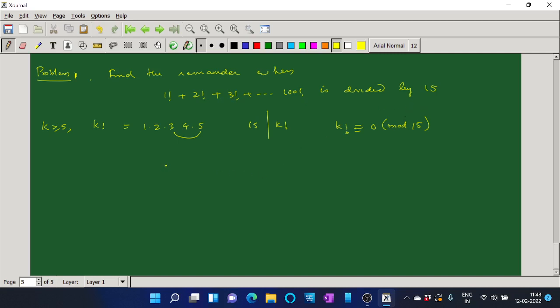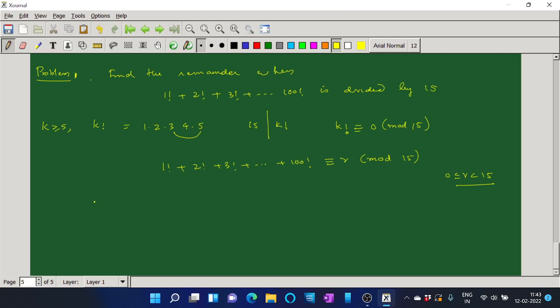That means we want to find what r is such that 1 factorial plus 2 factorial plus 3 factorial plus etc. plus 100 factorial is congruent to r mod 50. We have to find that r. We are expecting r to satisfy 0 less than or equal to r less than 50. We have to find an r greater than or equal to 0 and less than 15, satisfying this congruence relation.